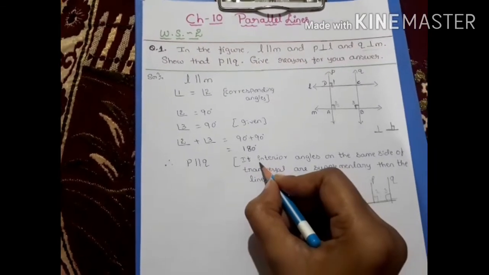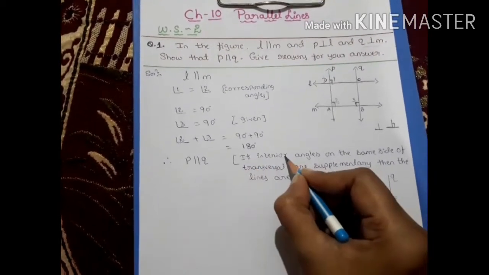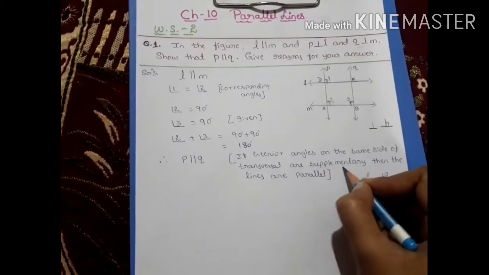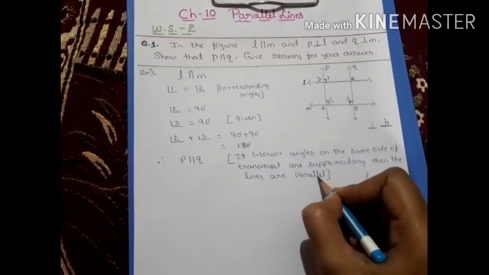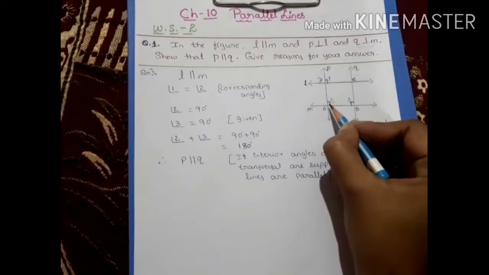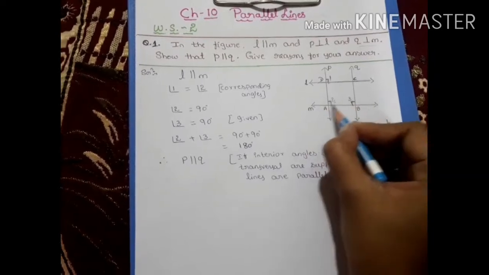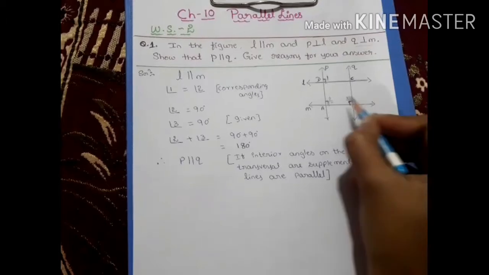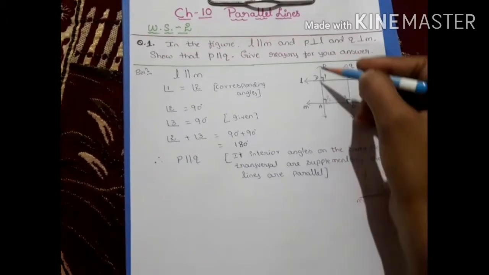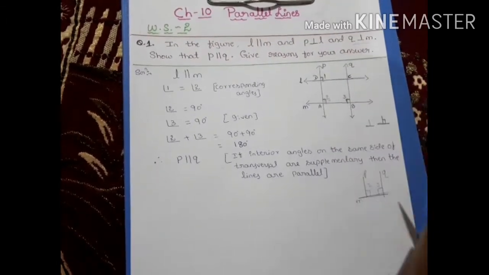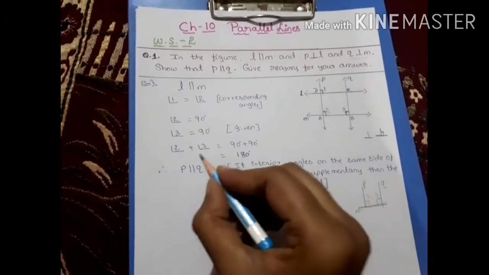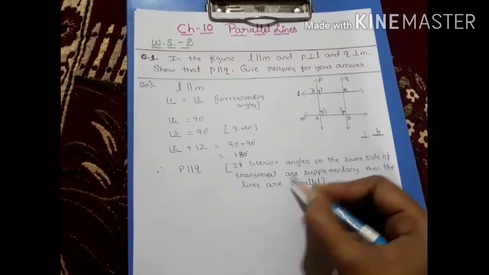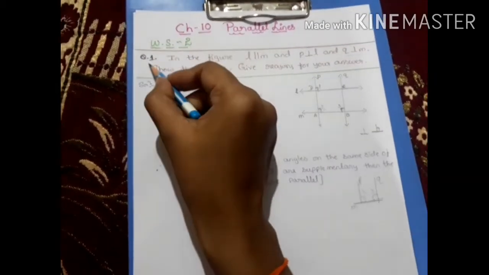So you have to give reason. Reason is, if interior angles on the same side of the transversal are supplementary, then the lines are parallel. Interior angles on the same side of the transversal, these two are on the same side of the transversal, they are supplementary, then the two lines are parallel to each other. So we proved P is parallel to Q and also we gave reason. So this completes worksheet 2, question number 1.